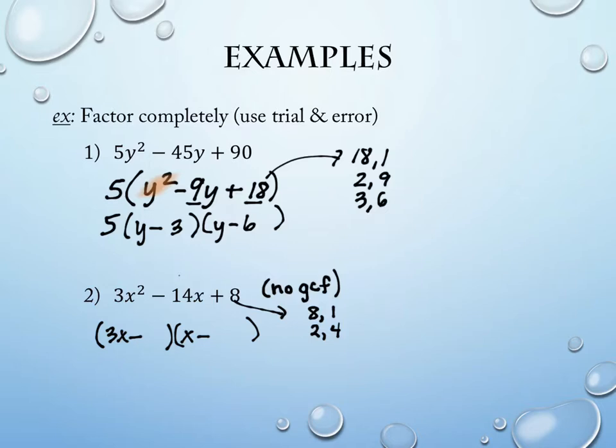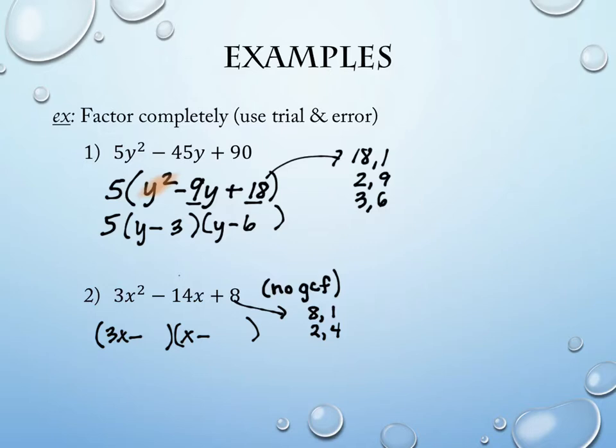3x and x gives me 3x squared. I don't have any choices there. The signs both have to be negative. I don't have any choices there. The values at the end are the only thing that could be manipulated and have different choices. I have 8 and 1 or I have 2 and 4. So there's actually 4 different things I could do.